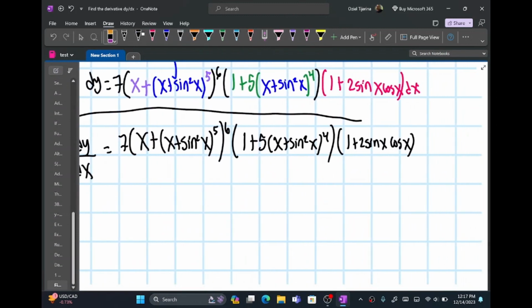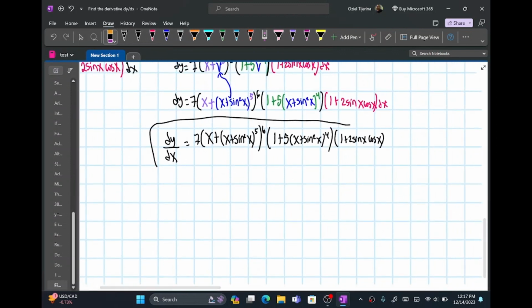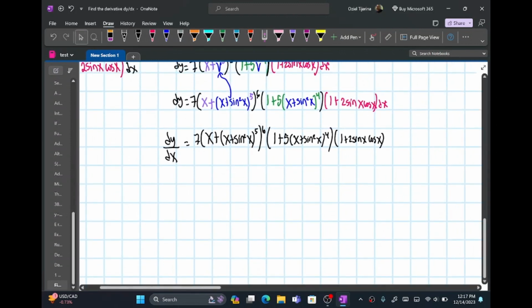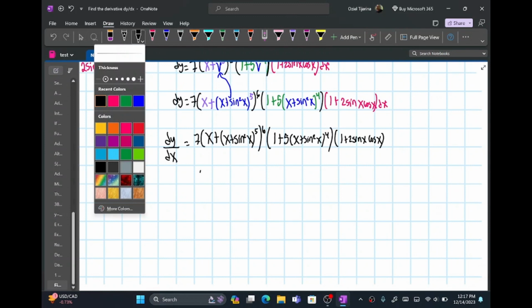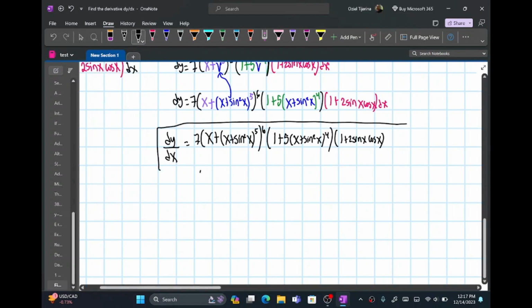This is really, really difficult. So of course, if people found this overwhelming, it is a really difficult problem. It took me a while to do.